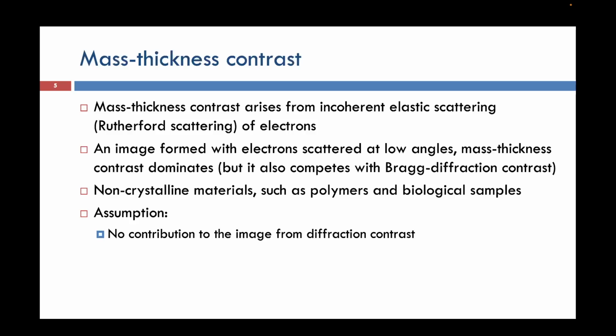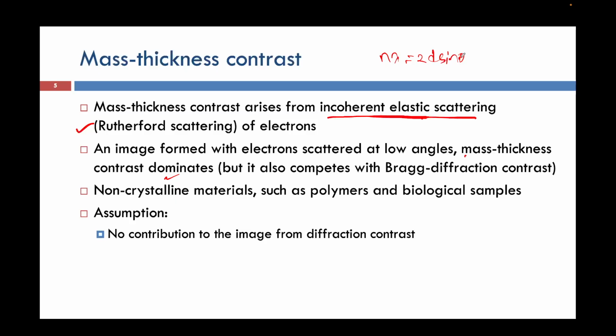So that is why the mass thickness contrast comes. This mass thickness contrast arises from incoherent elastic scattering, which is also known as Rutherford scattering of electrons. The image which has been formed with electrons scattered at low angle, in those electrons only mass thickness contrast dominates. However, we know that nλ = 2d sinθ. Here this is the condition for diffraction.